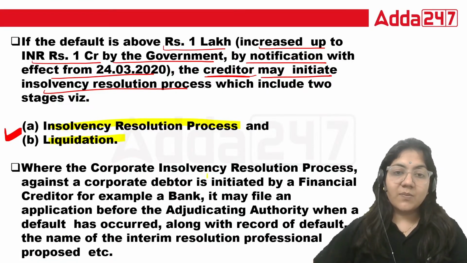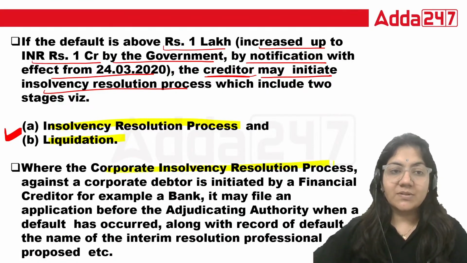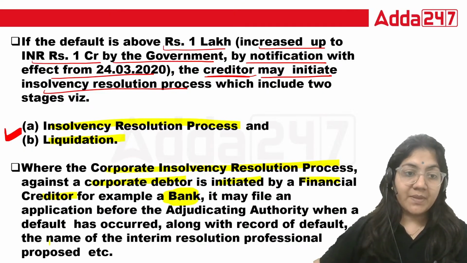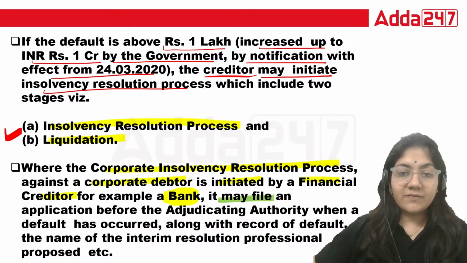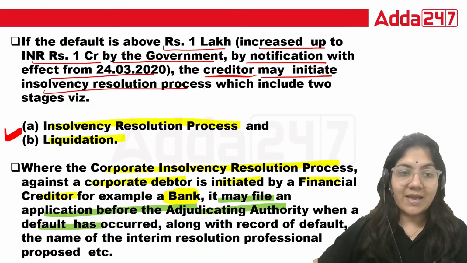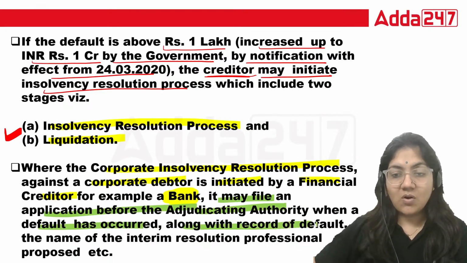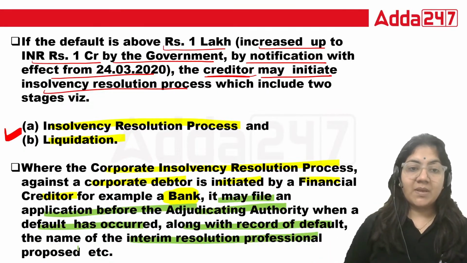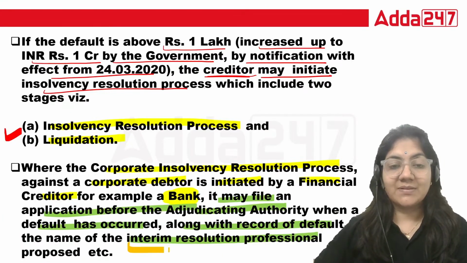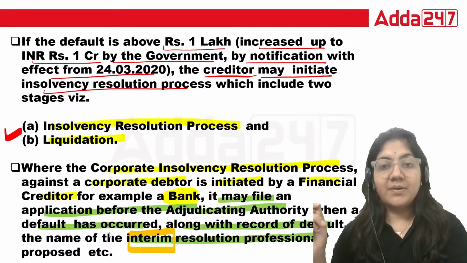Then, where the corporate insolvency resolution process against a corporate debtor is initiated by a financial creditor, for example a bank, suppose the bank is the creditor. In that case, it may file an application before the adjudicating authority when the default has occurred, along with the record of default and the name of the interim resolution professional proposed. Interim resolution professional is basically appointed for a temporary purpose.